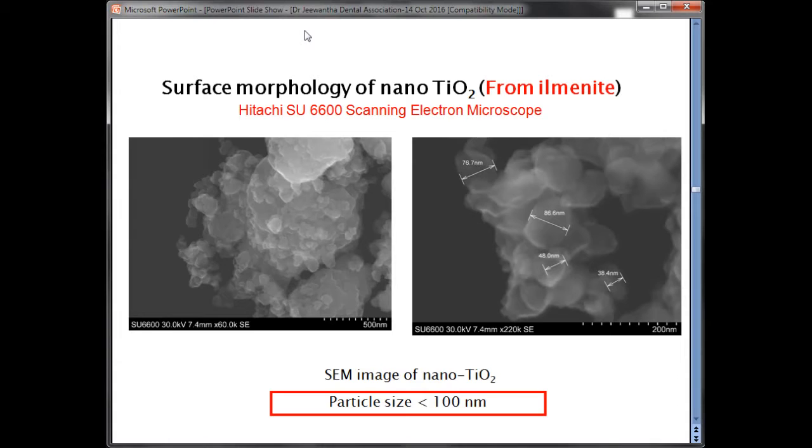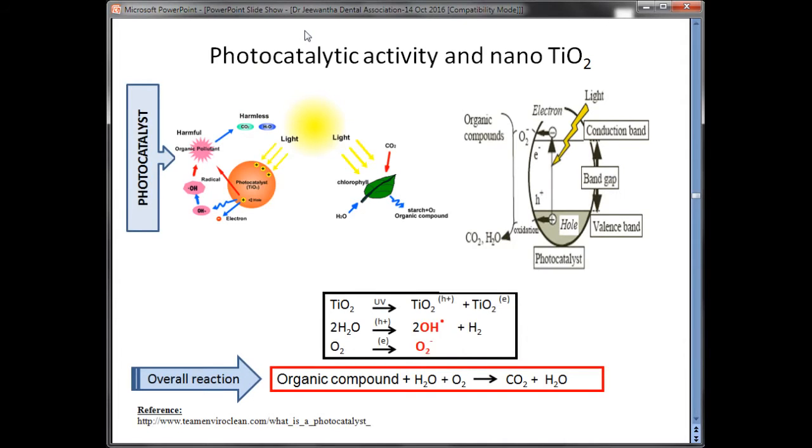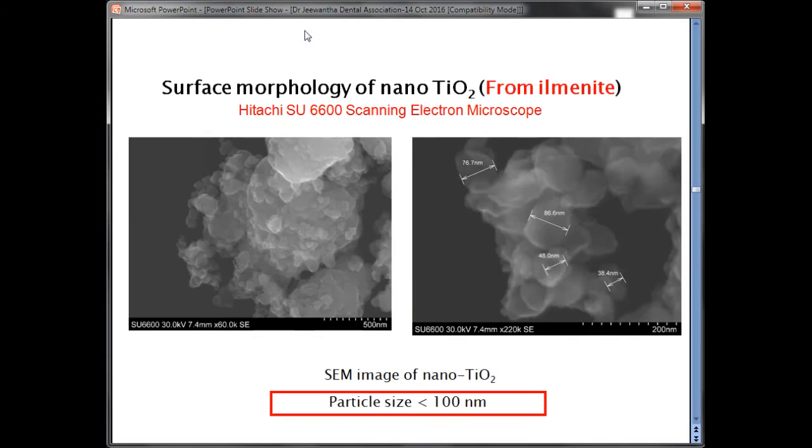So anyway, as I told you, if it is nano, it needs to be less than 100 nanometer. Nanotechnology always deals with 1 to 100 nanometer because at this scale materials behave totally differently compared to bulk material and compared to atoms and molecules. Bigger than atoms and molecules, smaller than bulk. That's the intermediate case, right?